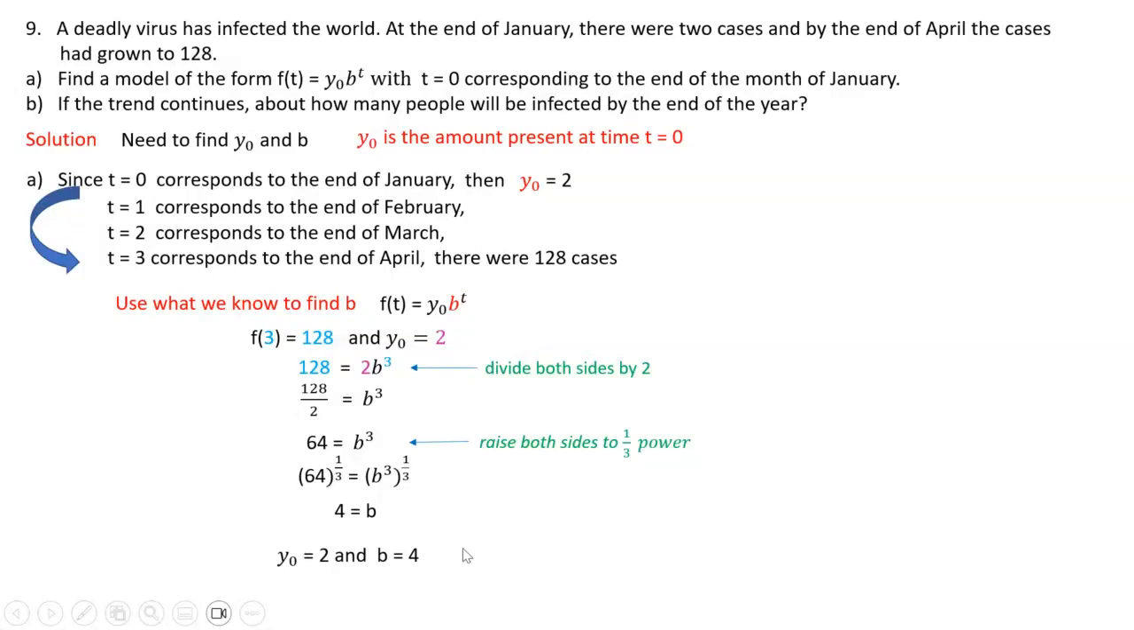So I have all the info required to plug into the formula. Right, so this is the answer for part A. f of t equals 2 times 4 to the power of t.